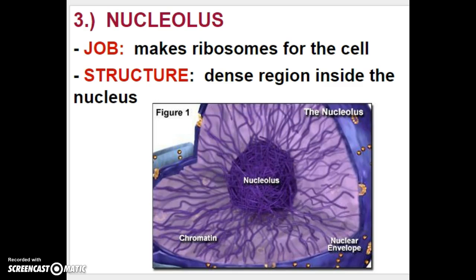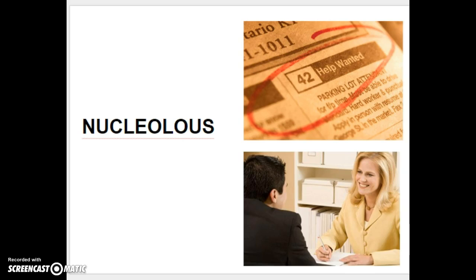Every boss needs a secretary or an assistant or a vice president, if you will, and that is the nucleolus. The nucleolus makes ribosomes for the cell. So in other words, the nucleolus would hire the workers for the cell. It's a very dense region. It is inside the boss's office, or inside the nucleus. So the nucleolus hires the workers, the protein makers, the ribosomes for the cell.